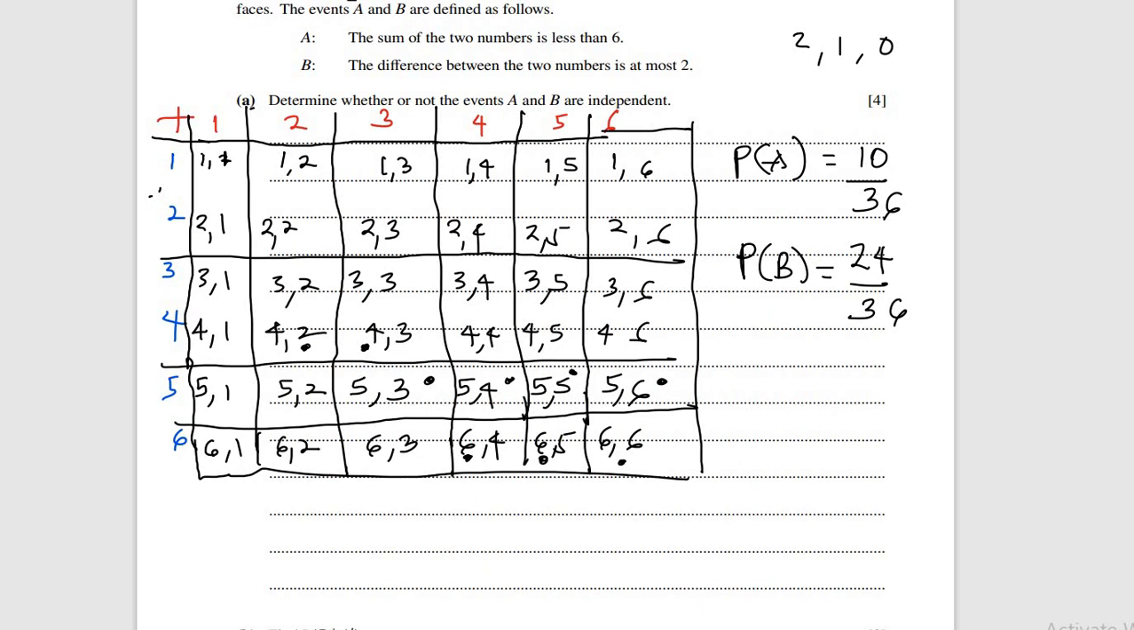So you've listed sets A and B. We've done the probability of sets A and B. Now let's see what they want us to do.